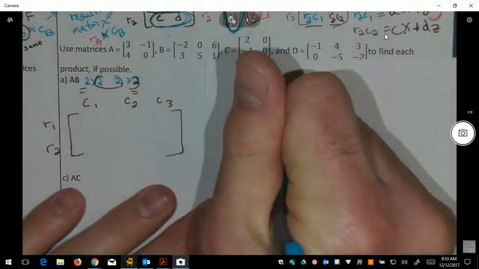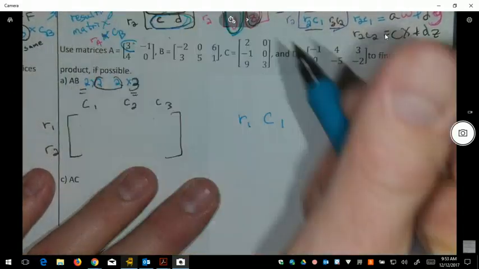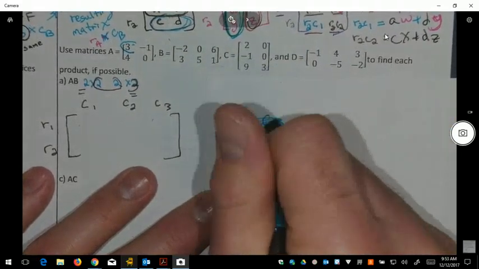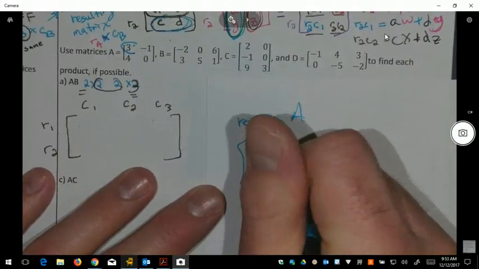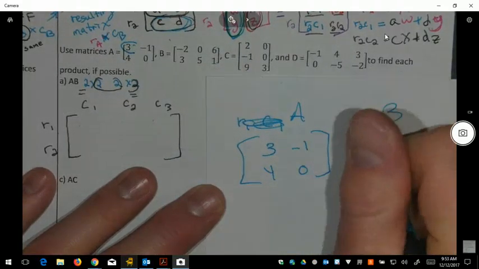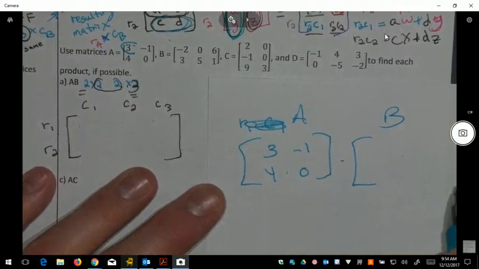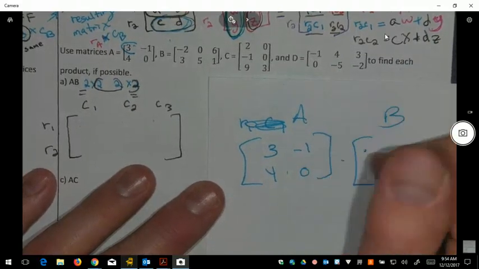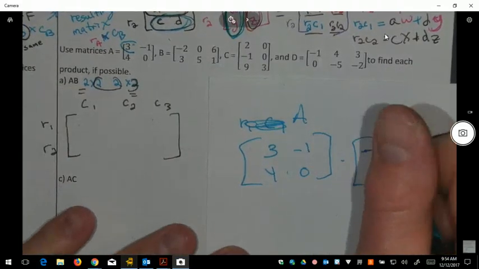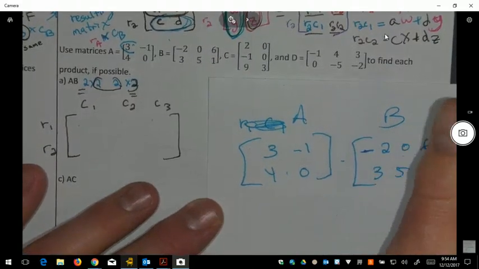Let me write out my matrices on the paper too before I do this. Here's matrix A: 3, -1, 4, 0. Here's matrix B. I always want to put them left, whatever one's first on the left of the other one, even if I'm multiplying a different order. I need to make sure that whatever one comes first in the statement is on the left as I multiply. -2, 0, 6, 3, 5, 1.